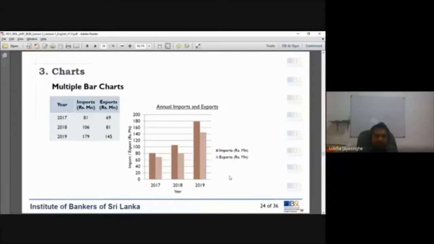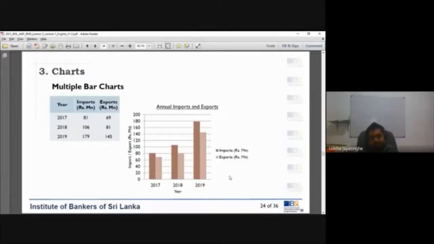The simple example I've quoted here is imports and exports of a particular company in 2017, 18, and 19. So one could argue that, okay, with imports, exports have also gone up. This could be a company or a country, anything.